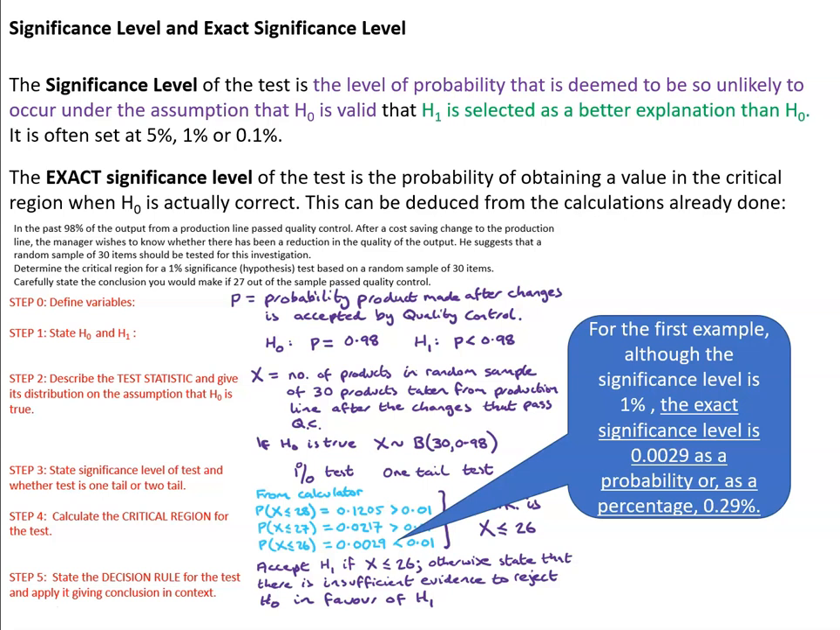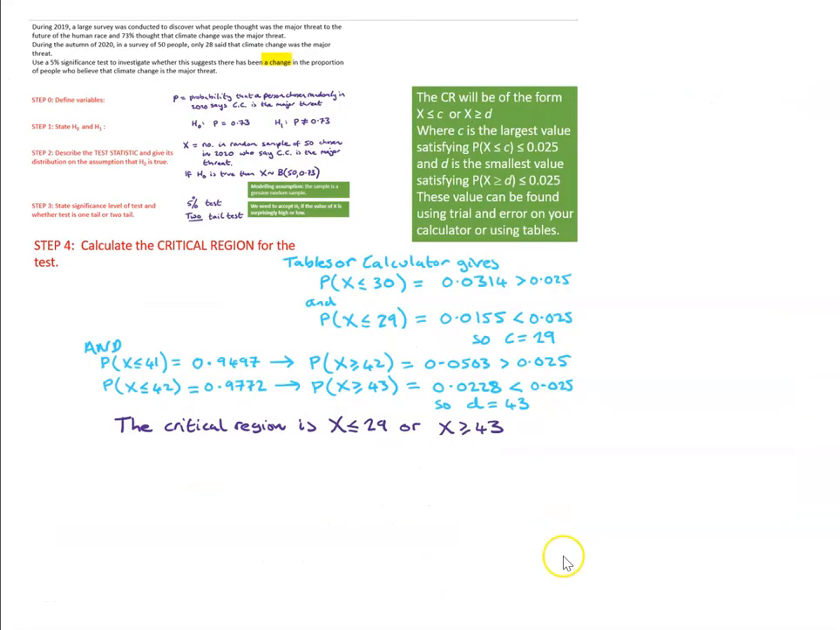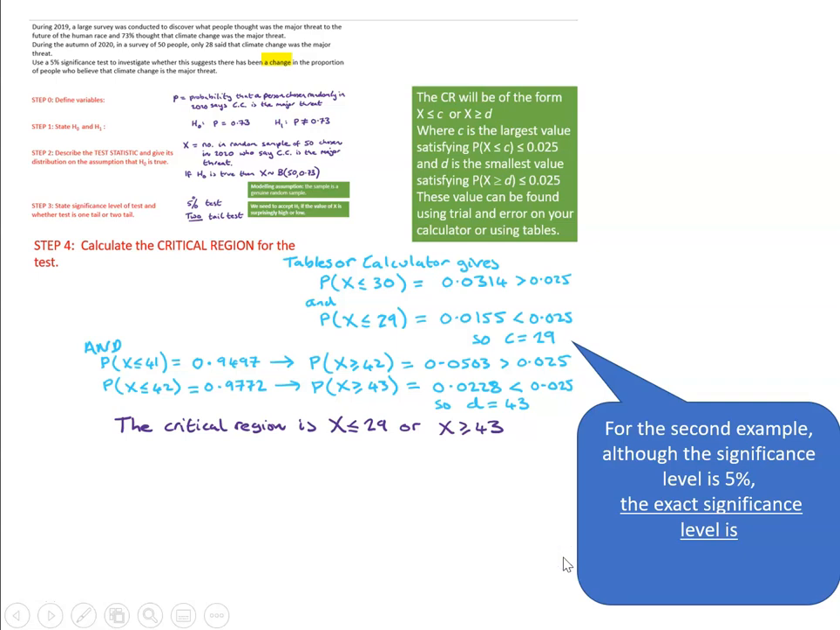So for this test, the significance level of the test was 1%, but the exact significance level of the test is 0.0029 as a probability, or as a percentage, 0.29%.